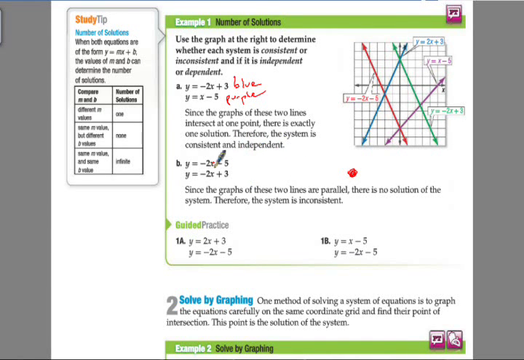If we take a look at y equals negative 2x minus 5, that's the red, and negative 2x plus 3, that's the green. These are parallel. They have the same exact slope, so there's no solution. So the system is inconsistent.